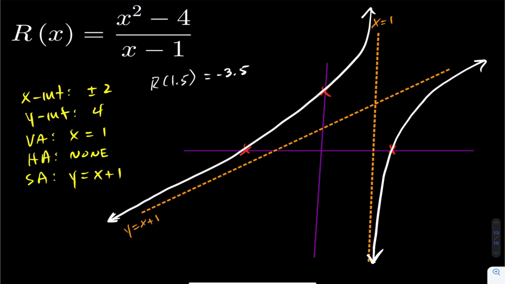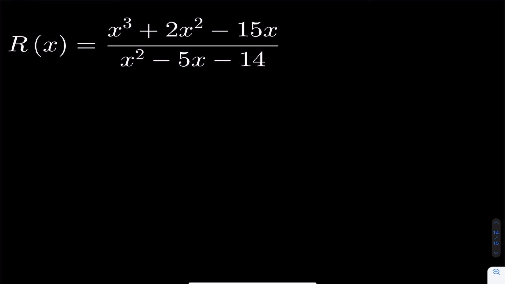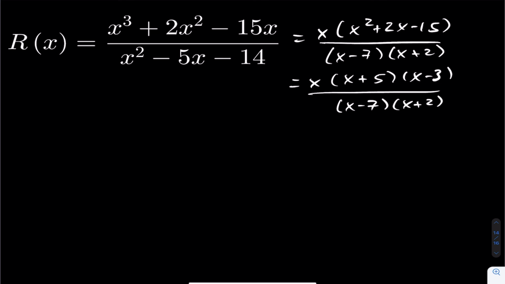Let's take a look at another. So for the following rational function, the same idea. Before you do anything, you want to fully factor this rational function. Let's go ahead and do that. So fully factoring we get. So now I have my rational function fully factored.